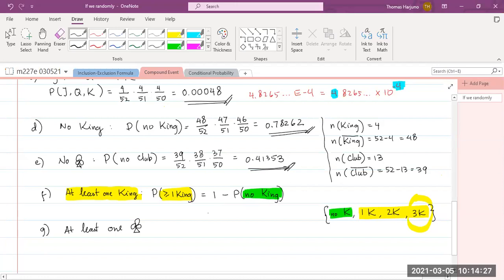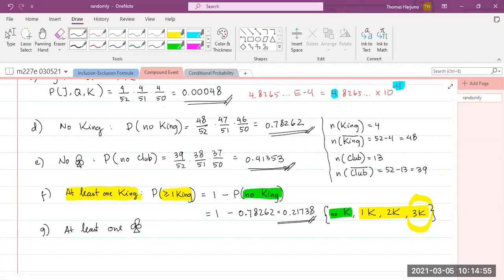Now, the thing is, we already computed the probability of no king in part D, 0.78262. That is 0.21738. Okay, so instead of attacking at least 1 king, like 1 king, 2 kings, 3 kings, we look at the complement. The complement of at least 1 king is no king.